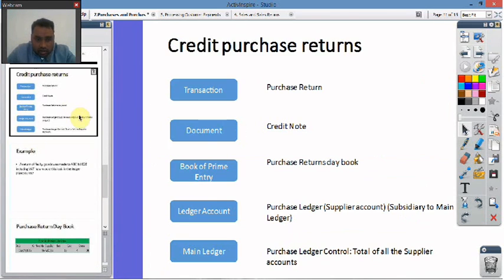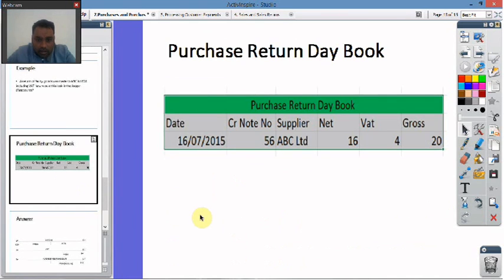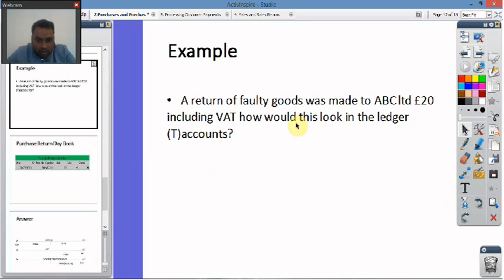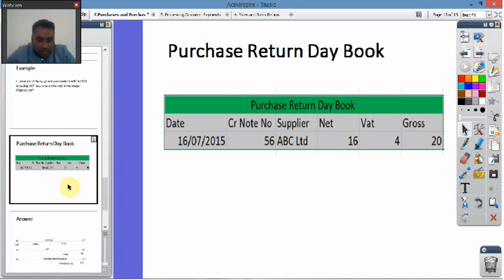So, credit purchase returns. You've got a purchase return, and then the credit note, which is the opposite of the invoice. Then you've got the purchase returns daybook. Then you've got the purchase ledger control at the bottom, and the purchase ledger, which is the individual supplier account. So this is the purchase returns daybook. Here we've got a return of £20, goods that were returned to the value of £20. How would this look? This is how it would look.